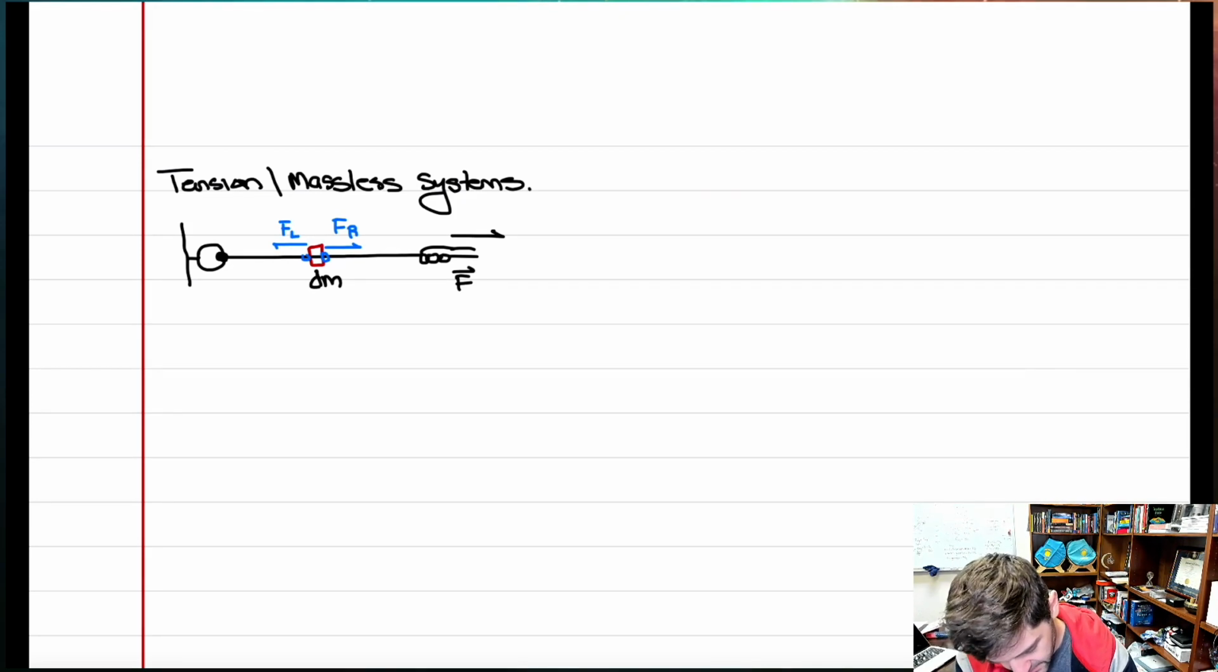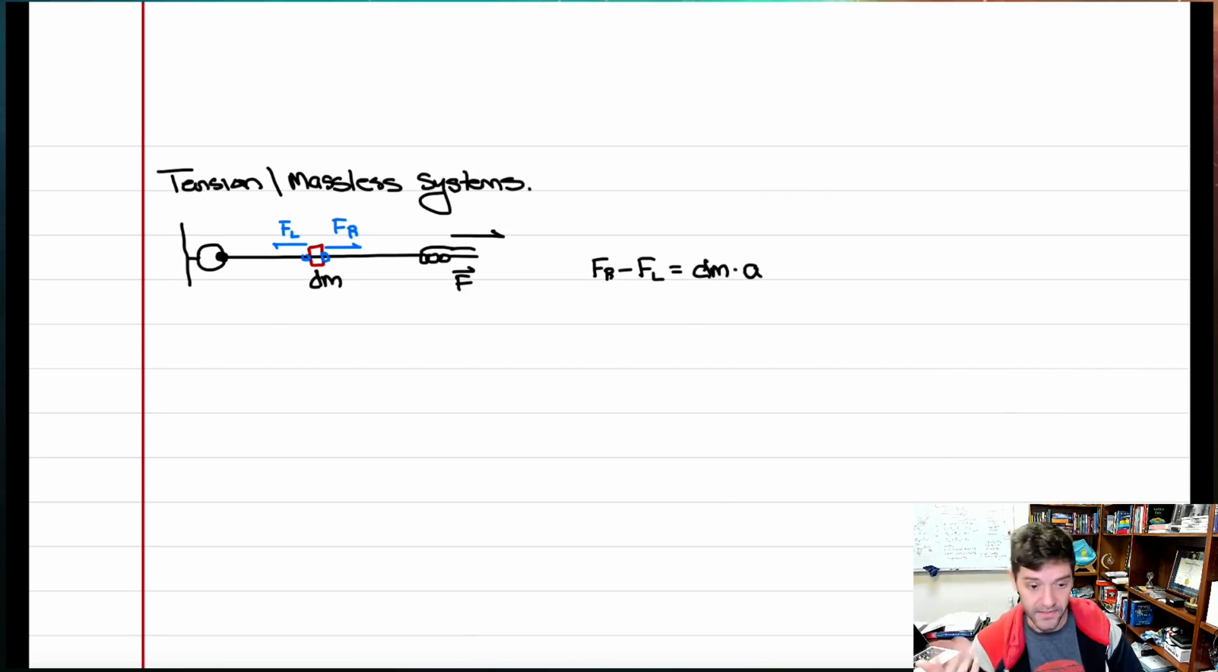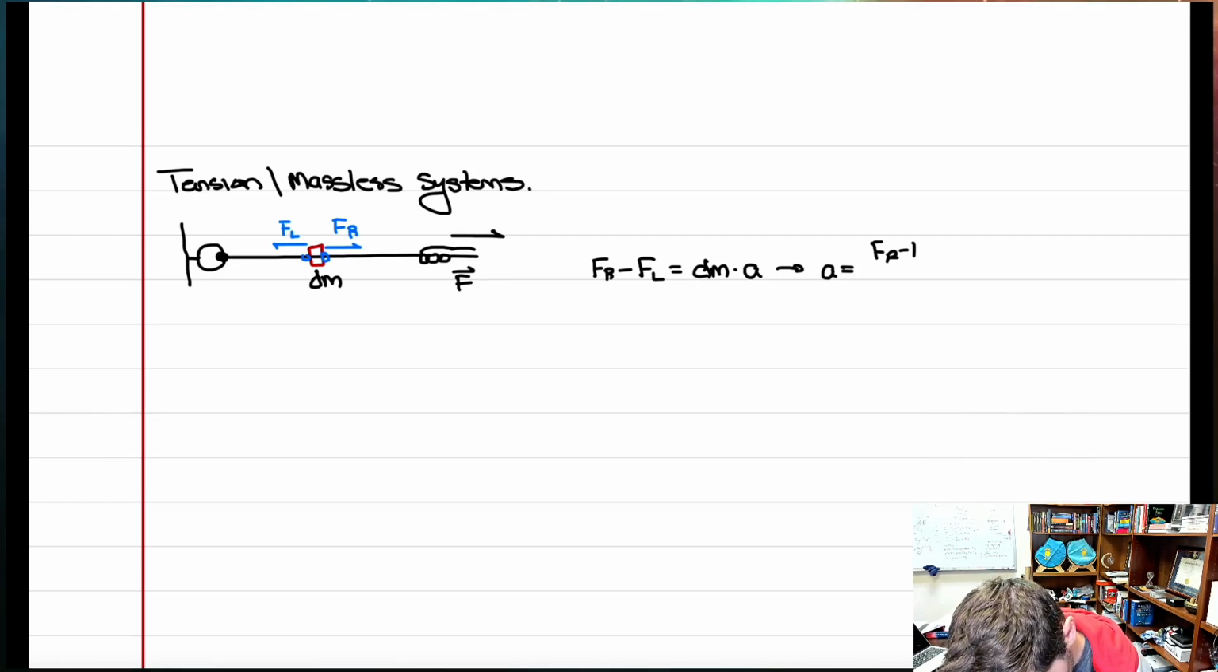In this case, it looks like if I were to do Newton's second law, and I take to the right as being the positive direction, it's saying that the force on the right side of my system minus the force on my left side of the system is equal to the mass of my system times, in this case, the horizontal acceleration. Or that the acceleration that little piece of rope experiences seems to be delta F over dm.